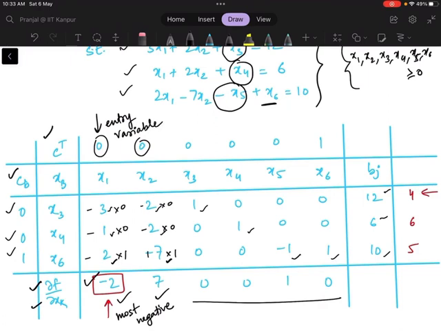I am going a little bit fast because I have explained all these things in the previous video. In that example we were discussing an unbounded problem. Now continuing here, the entry variable is decided. So we go to bj and divide all the terms of bj by the corresponding column of the entry variable: 12 divided by 3, 6 divided by 1, 10 divided by 2. So we will get these values. Now we select the least positive. The least positive is 4, so this becomes the exit variable.